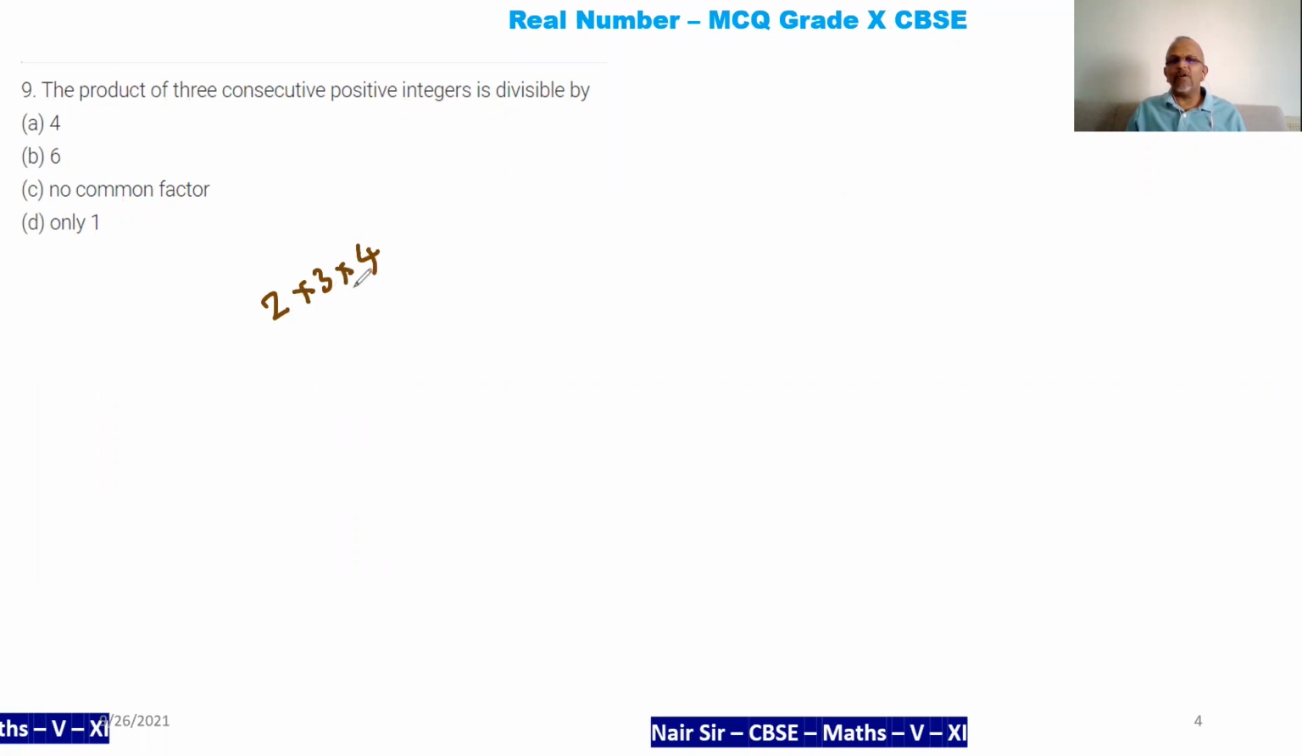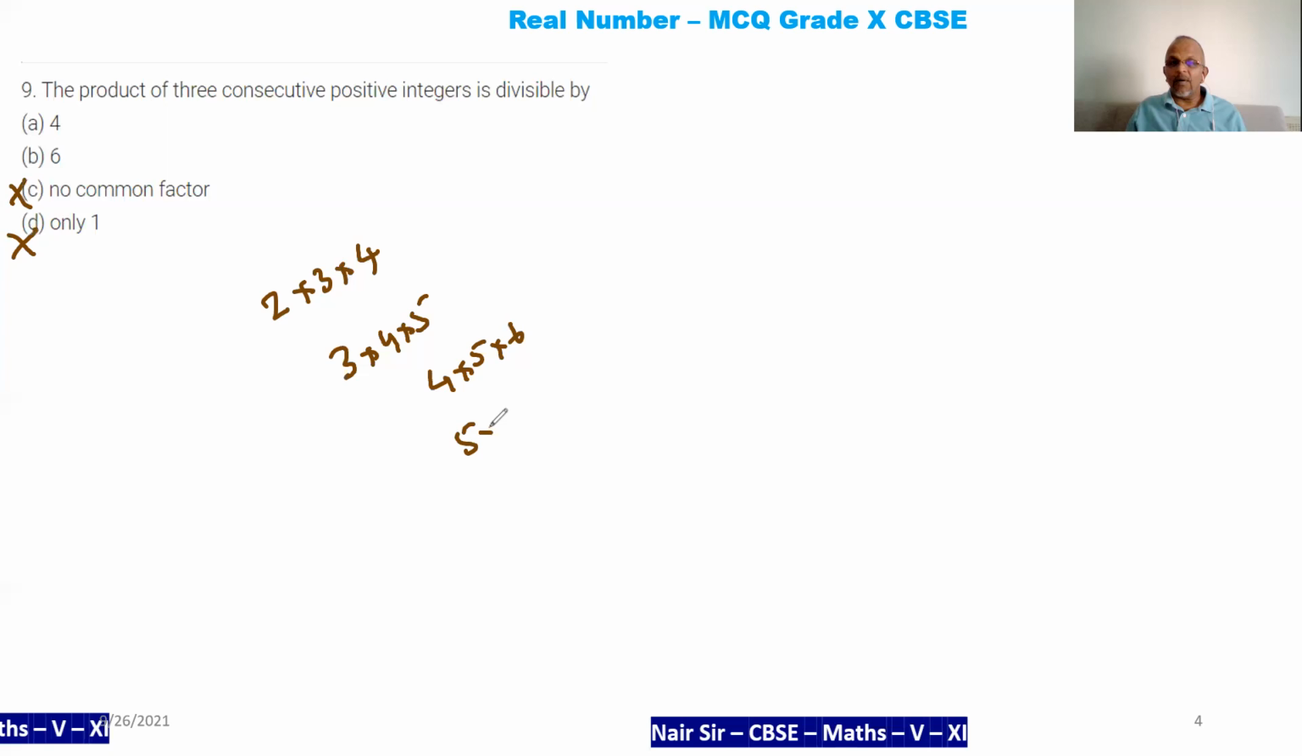Is it divisible by 4? Yes. Is it divisible by 6? Yes. No common factor. This is not possible, and this is not possible. Now, in this particular case, you will say that, sir, this is divisible by 4. Now, let me take this number. This is divisible by 4. Let me take this number. This is divisible by 4 and 6.